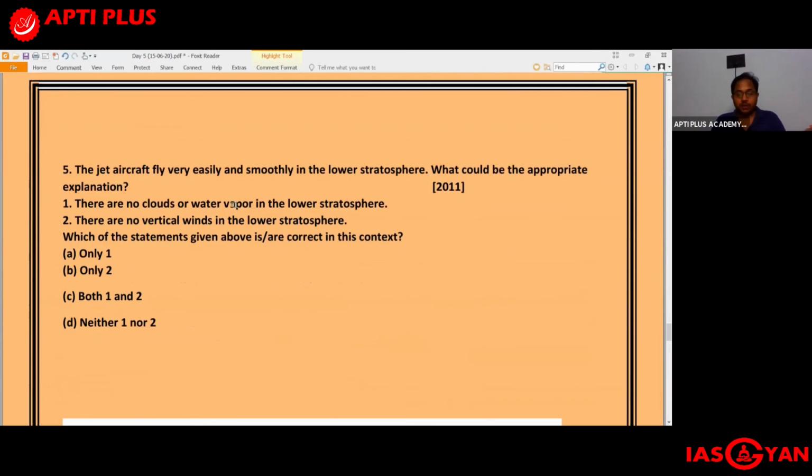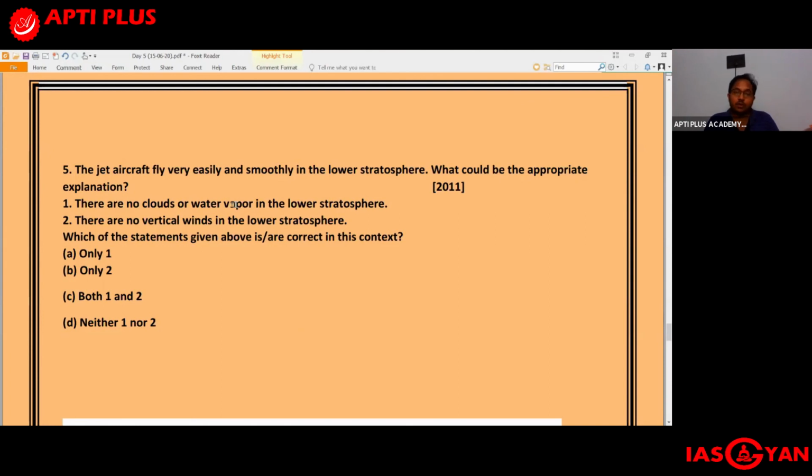And the last question that we have is again from 2011. This question is asking: the jet aircraft fly very easily and smoothly in the lower stratosphere. What could be the most appropriate explanation? I hope you can understand the question easily. This was asked in 2011.